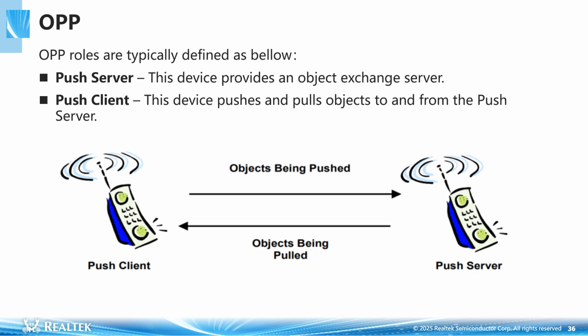Push client. This device pushes and pulls objects to and from the push server. In addition to the interoperability requirements defined in this profile, the push client shall also comply with the interoperability requirements for the client of the GOEP, if not defined to the contrary.